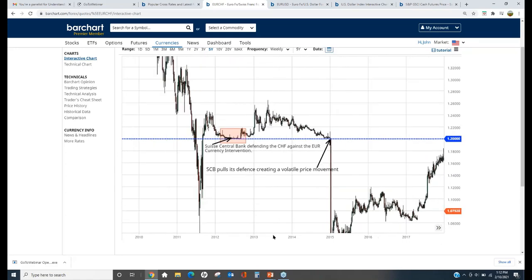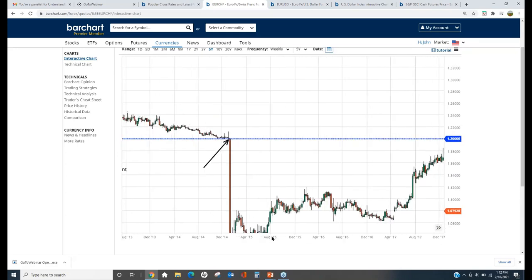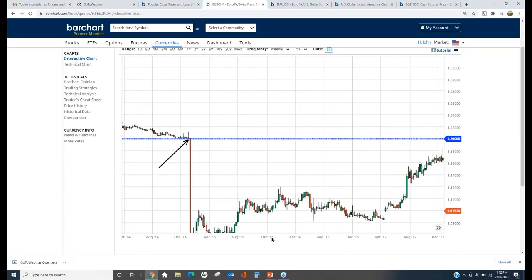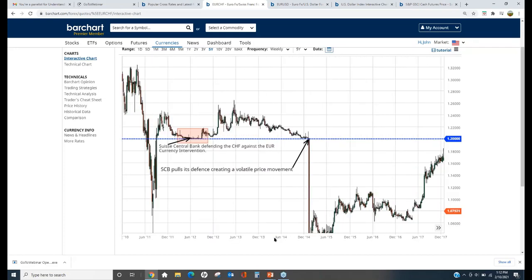All right. So about 7 years ago, the Swiss central bank wanted to defend the Swiss franc versus the euro, and it didn't allow the euro to fall below 1.20 or 120, and it held that market.